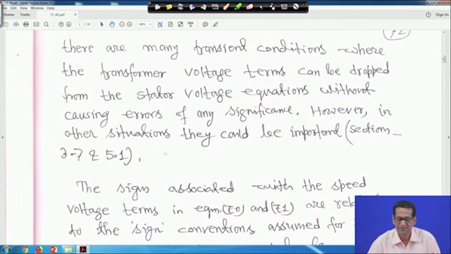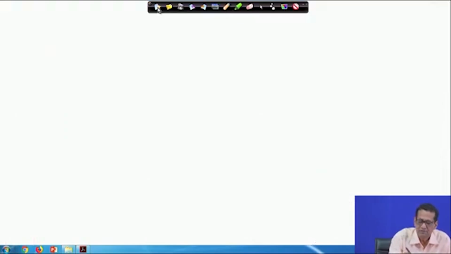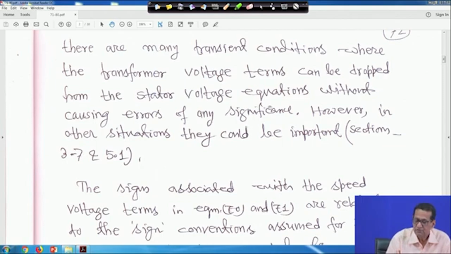This is actually, just hold on. So, in other situations, this is something written in section 3.7.5.1, it is not for you.